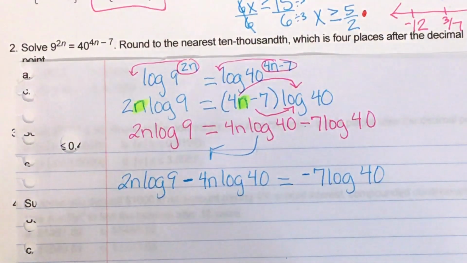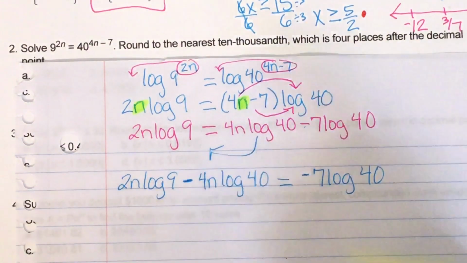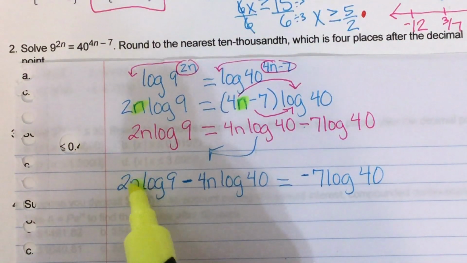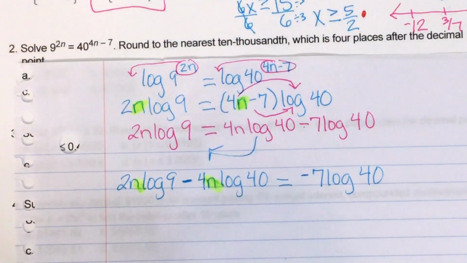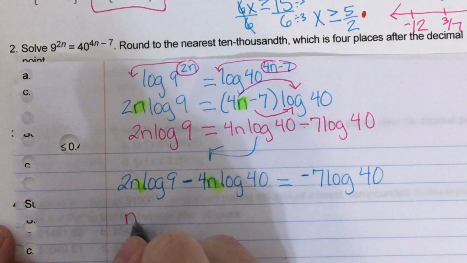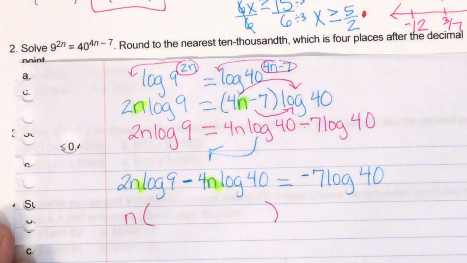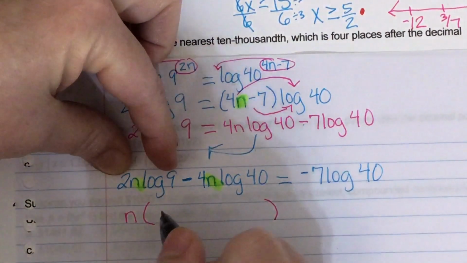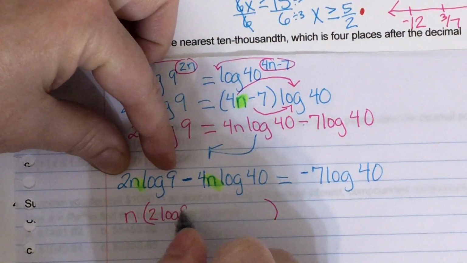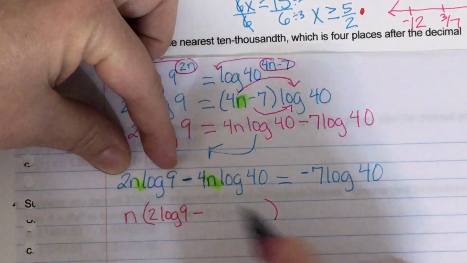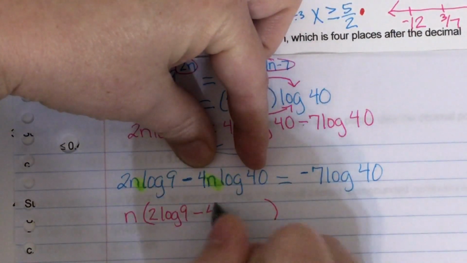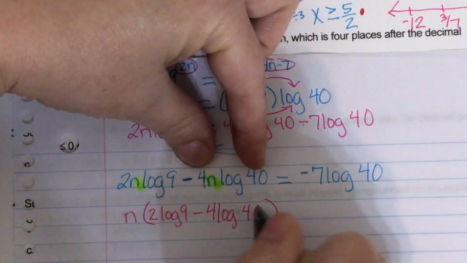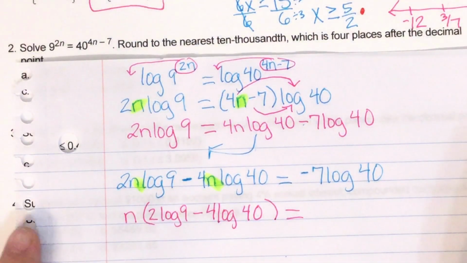Okay, so because I have two n's and I can't combine like terms, I have to factor out the GCF. And the GCF is the n. So that's one of our major factoring rules. Always look for a GCF. And those have a GCF of an n. So I'm going to take the n out of both of them. So that would just leave me 2 log 9 minus 4 log 40. And then the right side comes down.